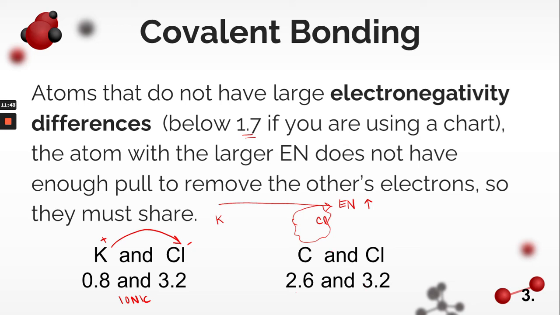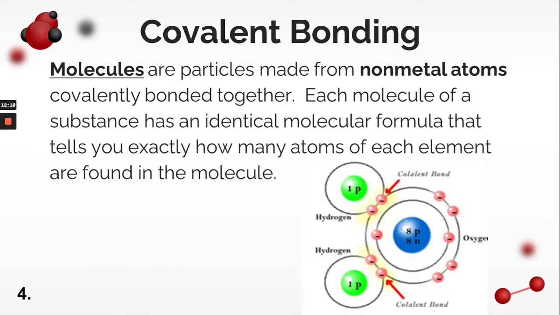Now, do you have to know all of the numbers for every element? No, you really don't. Some textbooks will give you that chart with all of the different numbers, and you can totally look up the numbers and follow this below 1.7 rule. But easier than that is just to know that it's the atoms that are nonmetals. When they bond together, it's always a covalent bond because they're too close together, so their electronegativity differences are simply not great enough to allow one to steal from the other.